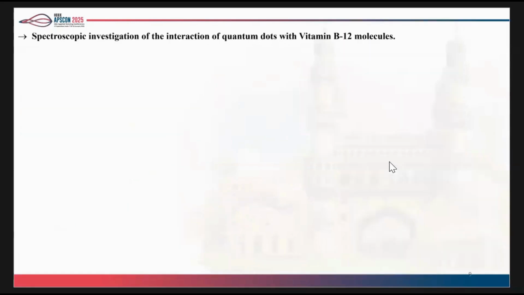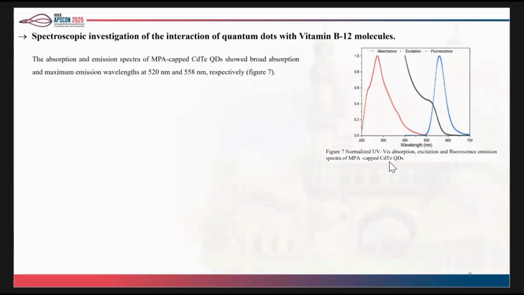Further, once the quantum dot was synthesized, I tried to understand the spectroscopic interaction between this quantum dot and vitamin B12. I have taken one size of the quantum dot, around 4.27 nanometer, which has an absorption around 520 nanometer and emission around 558 nanometer. When it is excited at around 275 nanometer, it gives maximum fluorescence. In figure 7, you can see the excitation peak of the CdTe quantum dot, emission and absorption.